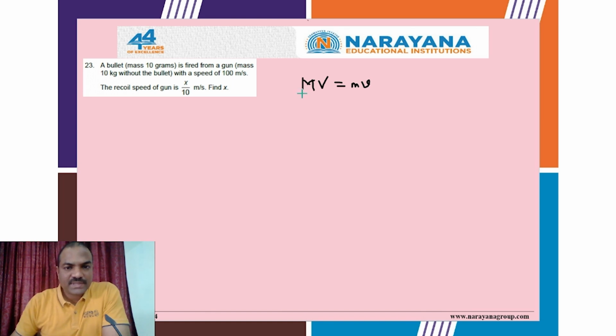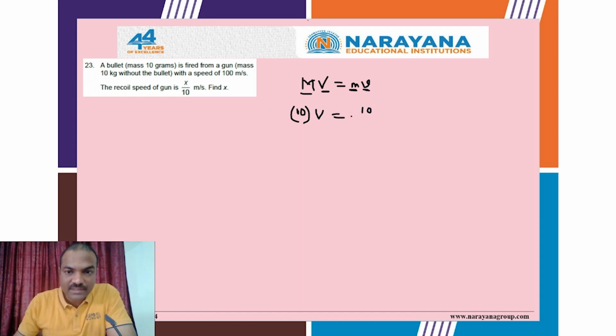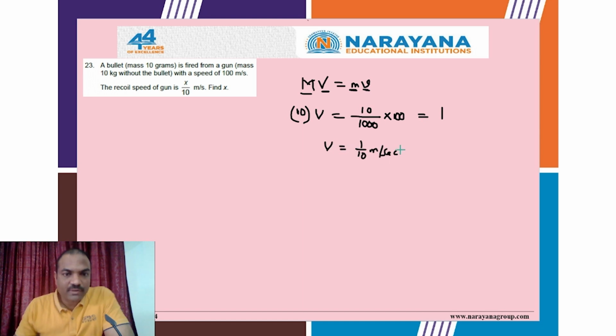Capital M is the mass of the gun, V is the recoiling speed, small m is the bullet mass and small v is the speed of the bullet. The mass of the gun is 10 kg, so 10 into recoiling speed V is equal to the mass of the bullet, 10 grams, so 10 by 1000, into velocity 100 meter per second. We are using all MKS units. So this value will become 1, and the recoiling speed will become 1 by 10 meter per second. So according to the question text, the x value is equal to 1.